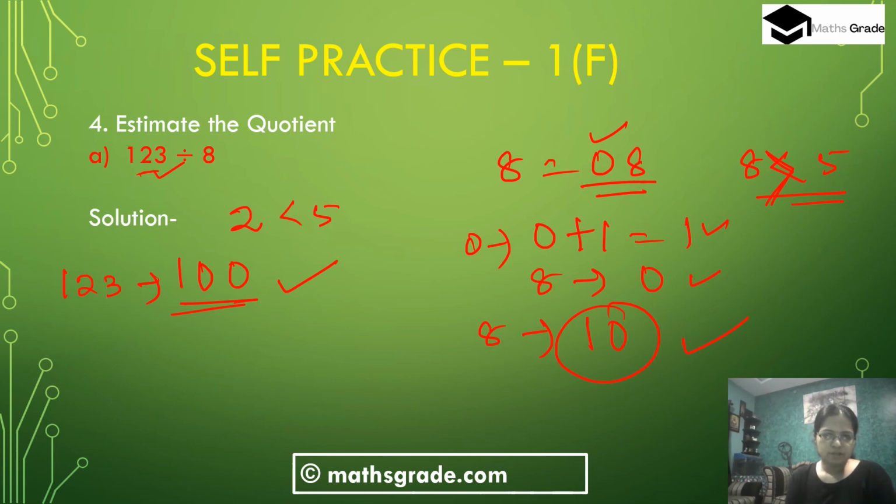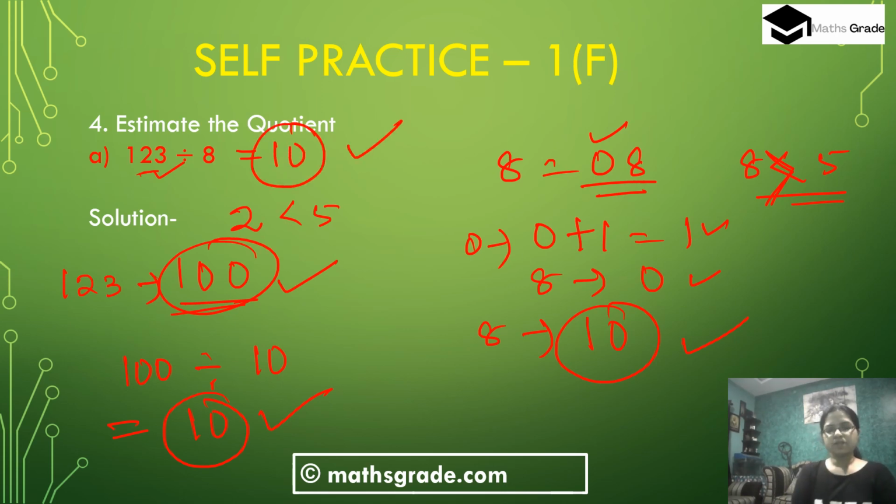Now 123 rounded to the nearest 100 is 100, and 8 rounded to the nearest 10 is 10. Now divide 100 by 10, and 100 divided by 10 is 10. So our answer is 10. So the estimated quotient of 123 divided by 8 is 10.